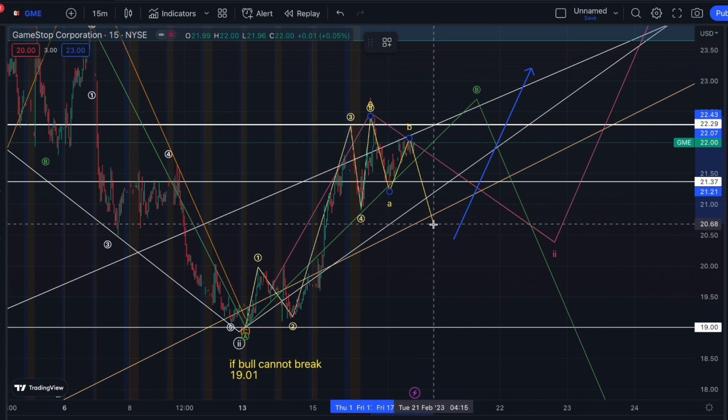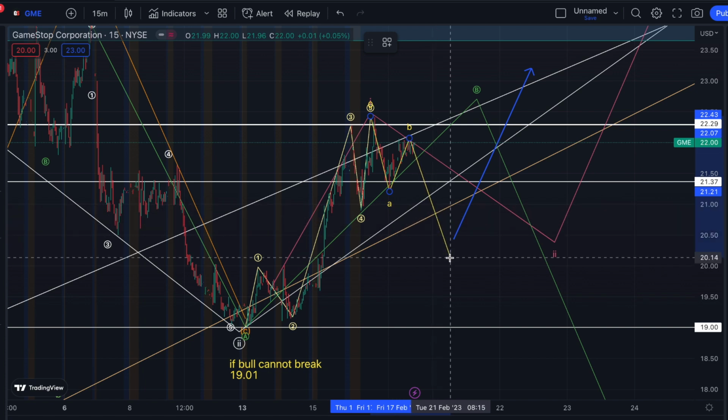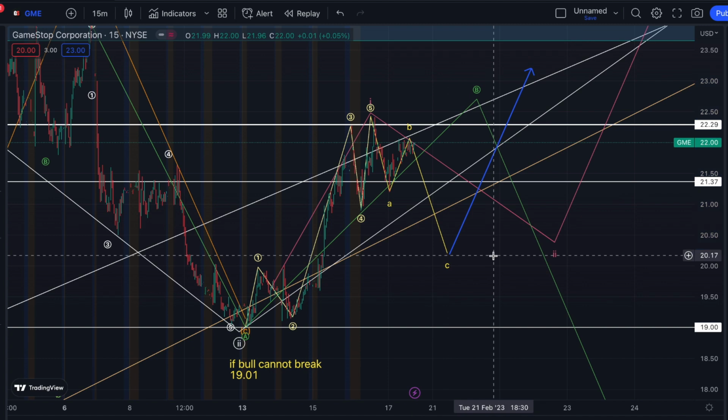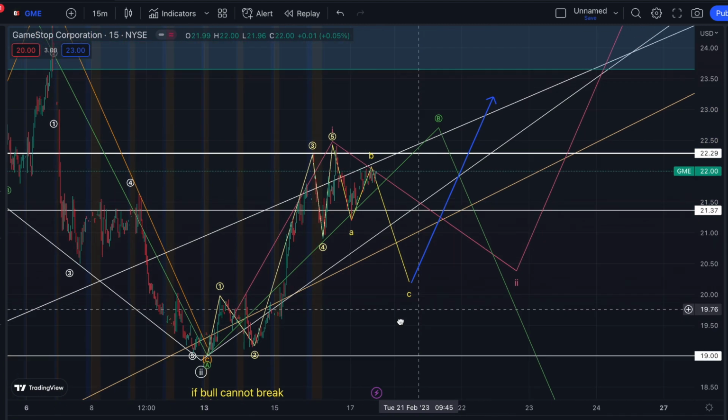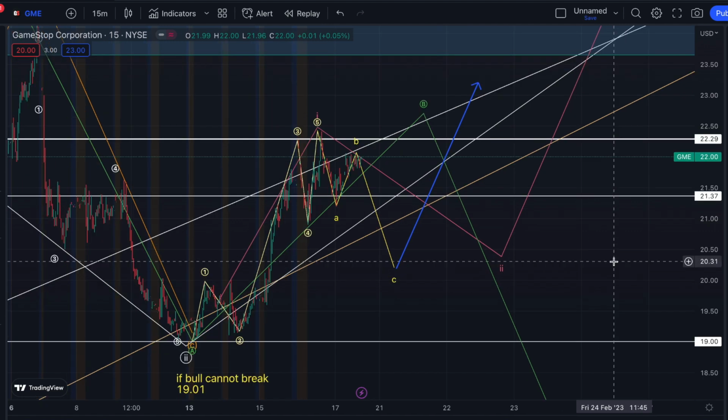And there's no real way to tell where this will go. Maybe it'll look like this though. And then again, you have your invalidation down at 19.01, so this sets up like $1 of risk for a lot more than $1 in reward, assuming you don't have other variables in the equation.